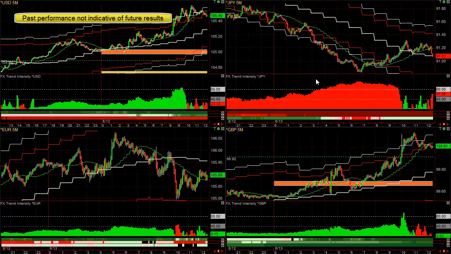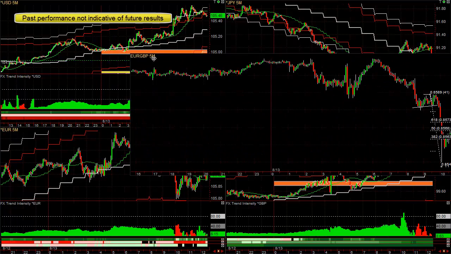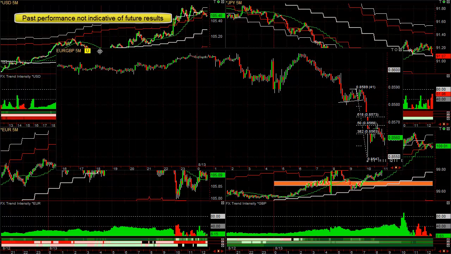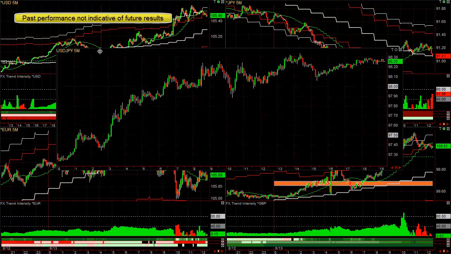And you can see the yen's extremely weak. You focus on pullbacks in the dollar yen to buy or pound yen, you're going to do very well. You can visually see which currency is strong or weak.